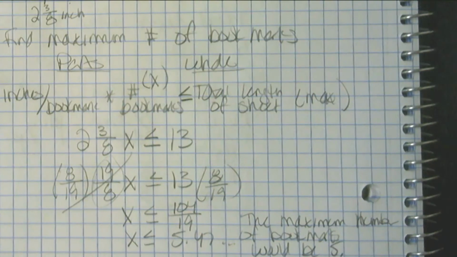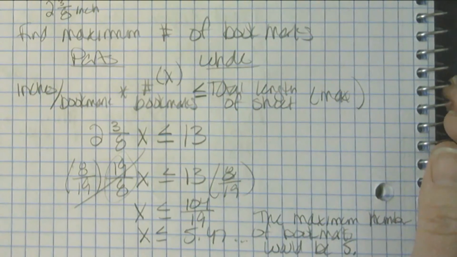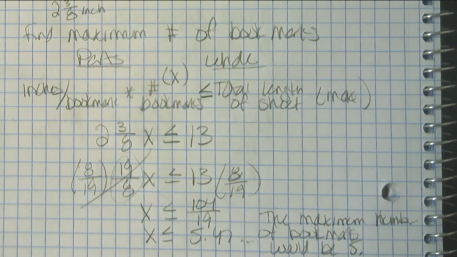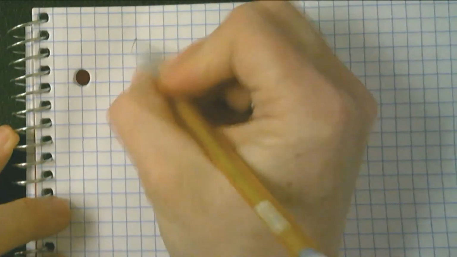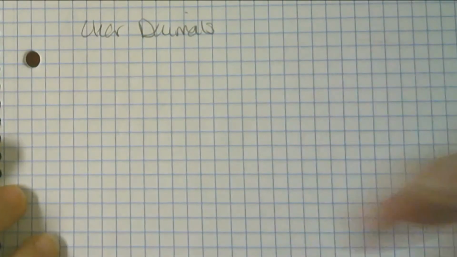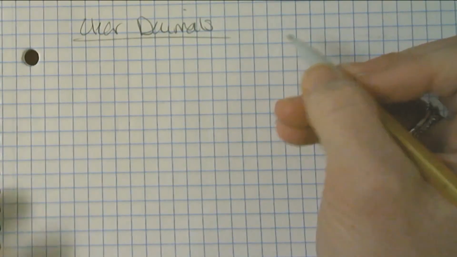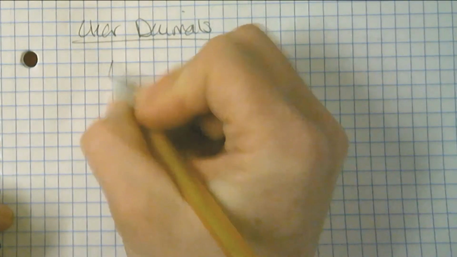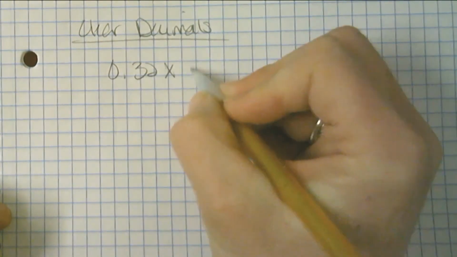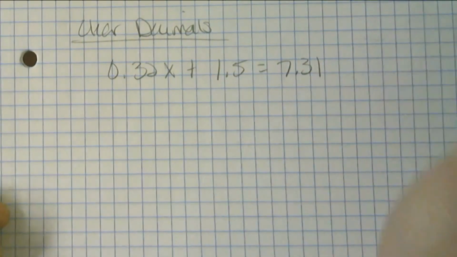All right, the last thing I want to do is talk about clearing decimals. I know that was one thing that you guys asked me for, so I'm going to really quickly go through clearing decimals. This is definitely a type of problem I would give you on your test. Remember the goal of clearing decimals is to turn all of the numbers in the equation to whole numbers, or integers. So if I have something like 0.32x plus 1.5 is equal to 7.31.